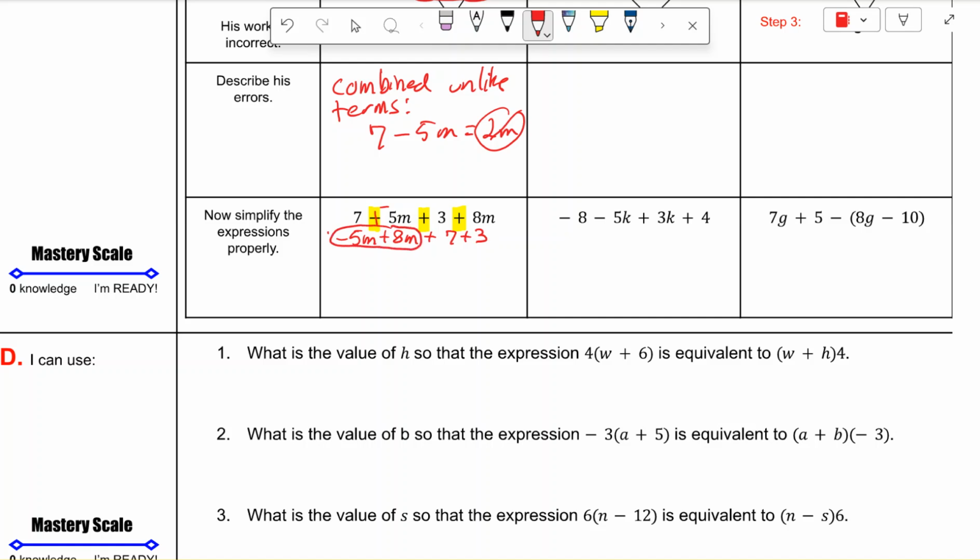Negative 5m plus 8m with a t-chart. Remember to use t-charts. Bring that 5 over and subtract. We are on the positive side, so that's positive 3m. And we'll combine these like terms. 7 plus 3 is 10. Now do not be tempted to put these together because they are not like terms. So this is what Joe should have gotten.